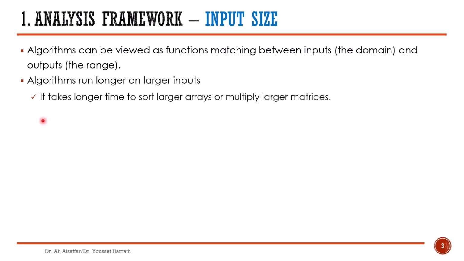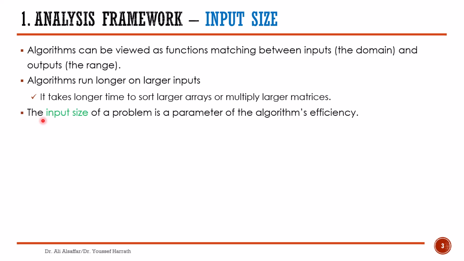For algorithms with inputs, the obvious observation is that almost all algorithms run longer on larger inputs. For example, algorithms take longer to sort large arrays or multiply large matrices. To find the efficiency of an algorithm, you need to find first the problem input size, then do the analysis and express the time efficiency as a function of this input size.